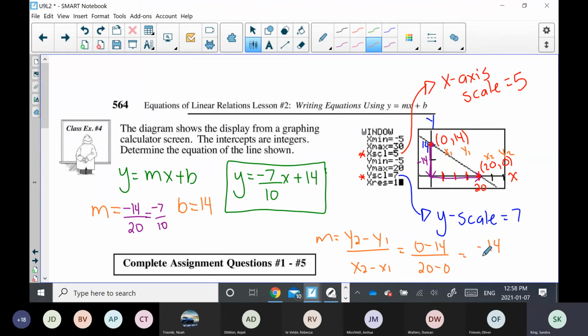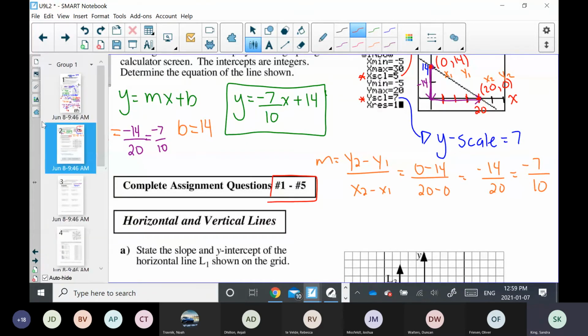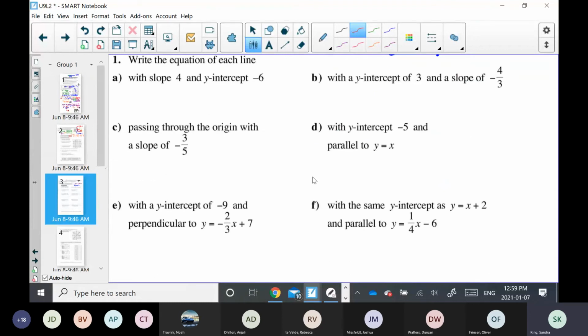That gives us negative 14 over 20, which is exactly what we had here. And you would reduce that to negative 7 over 10. So I'll show you that question when we get to it. Okay, so your homework questions for this lesson are going to be questions number 1 to 5. So questions 1 to 5. And let's look at those questions now because we're going to talk about a couple of them. And then this is what I'll assign tomorrow.